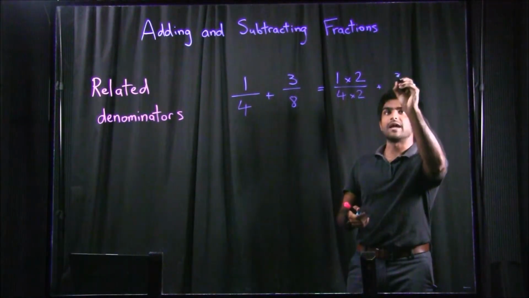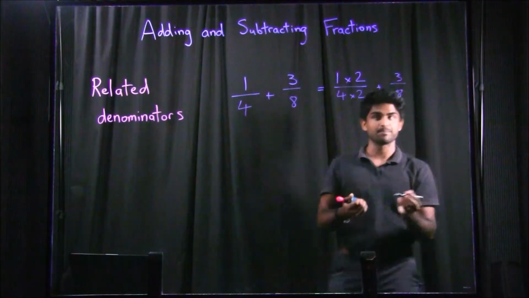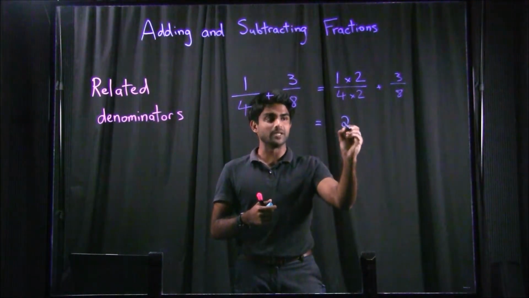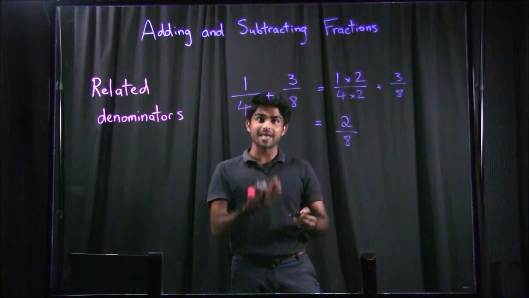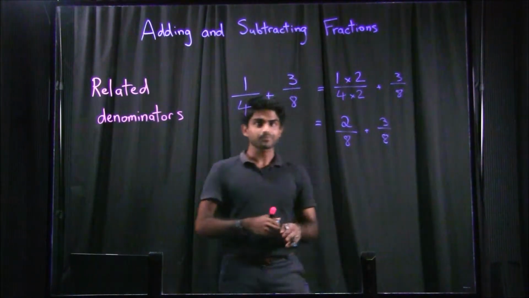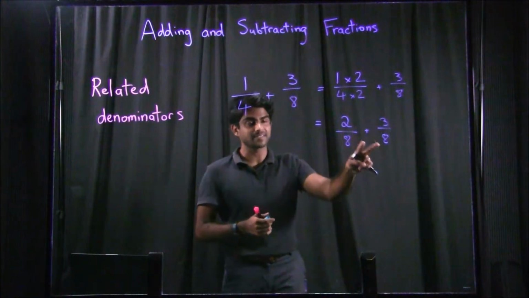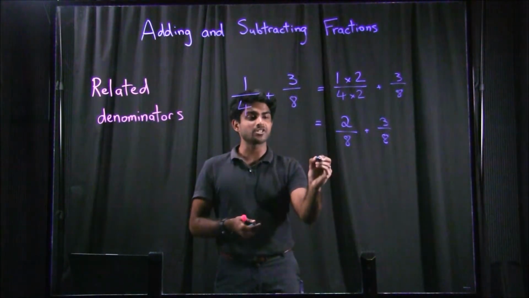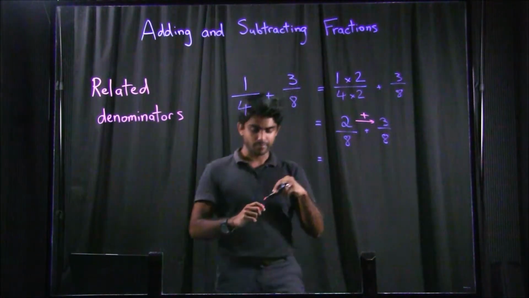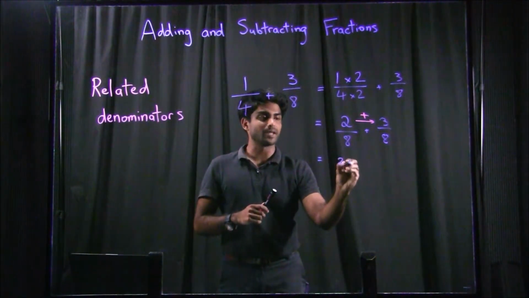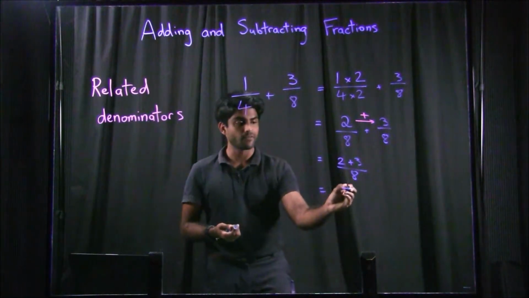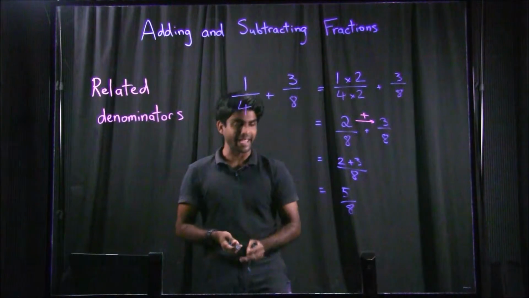And then we add the 3/8, which stays the same. Then all we need to do is simplify the top and the bottom. So 1 times 2 would be 2, 4 times 2 is of course 8, and then we add the 3 over 8 as well. Now the denominators are the same, they're both 8, which means that we can just add the numerators across, just like we did in that very first example. So what we end up with is 2 plus 3 over 8, which equals 5 over 8.